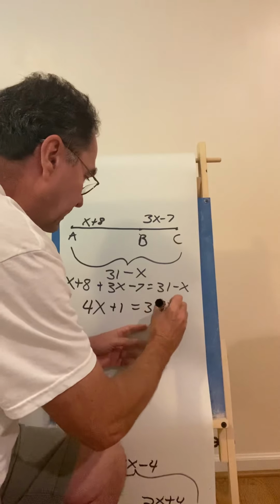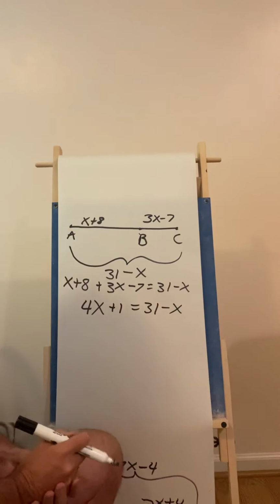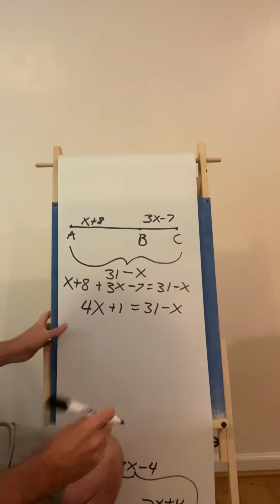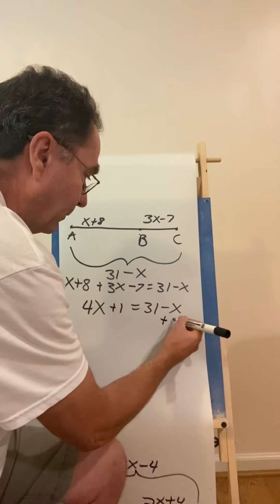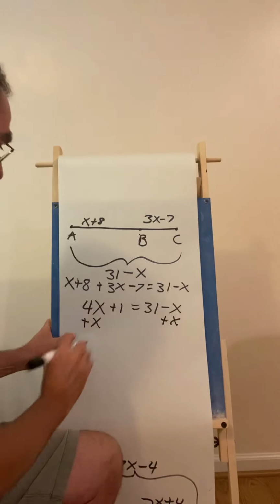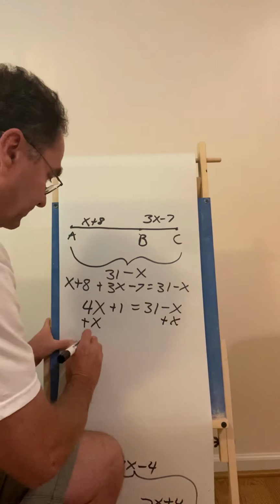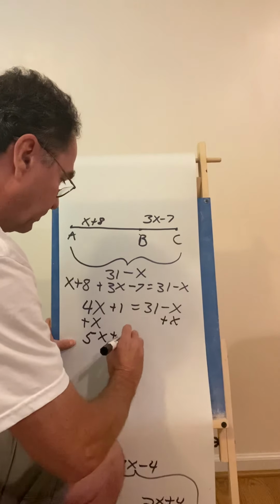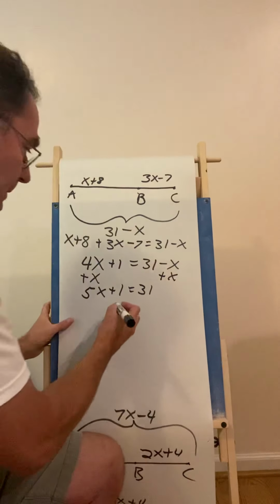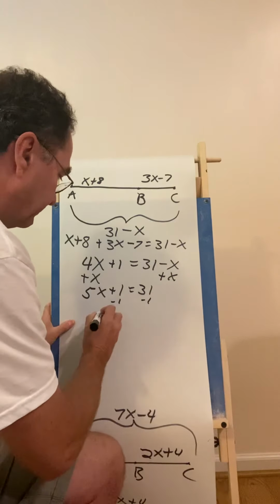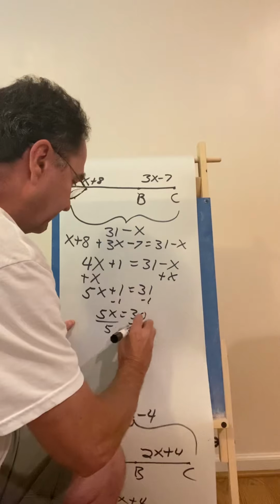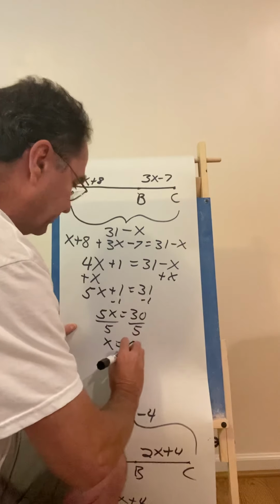So 4x plus 1 equals 31 minus x. Okay, now let's start with the smaller variable. Negative 1 is a smaller number than 4, so we're going to move that one first, and we're going to do the opposite, which is add the x. 4x and x is 5x plus 1 equals 31, and then we finish this problem up. Minus the 1, 5x equals 30, divide by 5, and we get x equal to 6 on this problem.